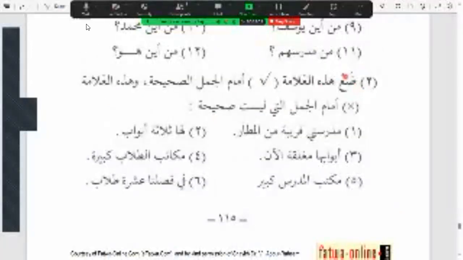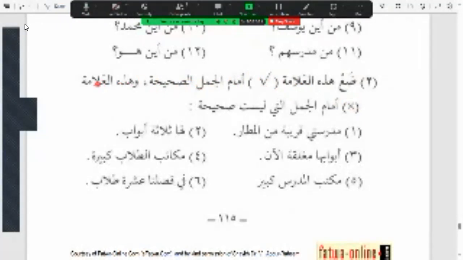ضع means put. This is a command to say put. If I want to say put, you say ضع. So it's put this sign, the following sign. Alamat is a sign. A tick is a sign, and this X is a sign. So you put this tick in front of a jumla sahih, sentences that are true.